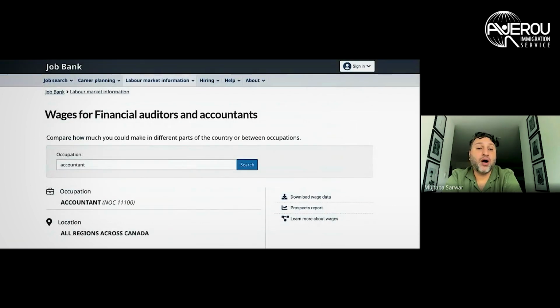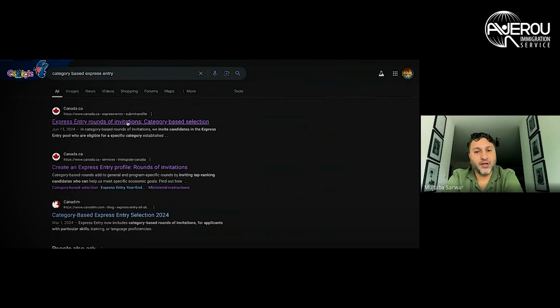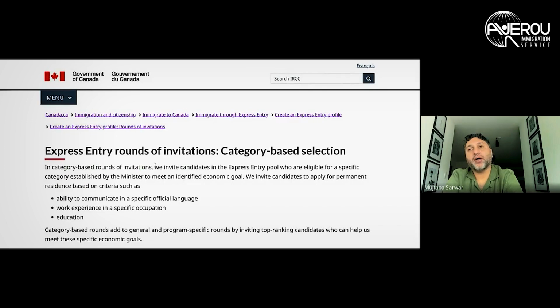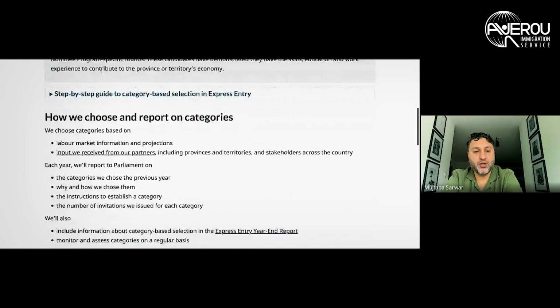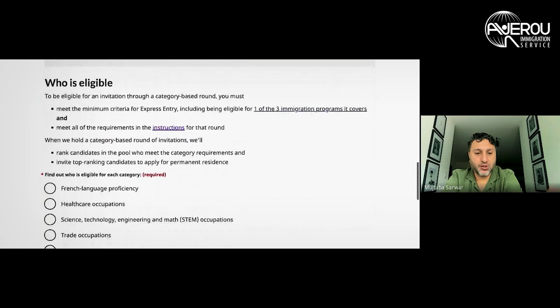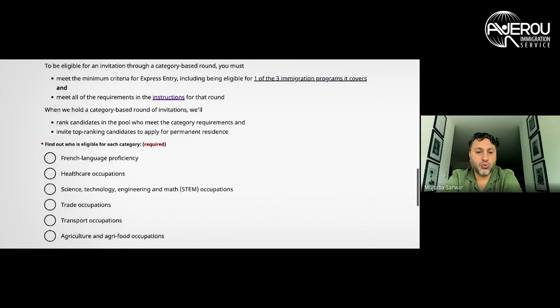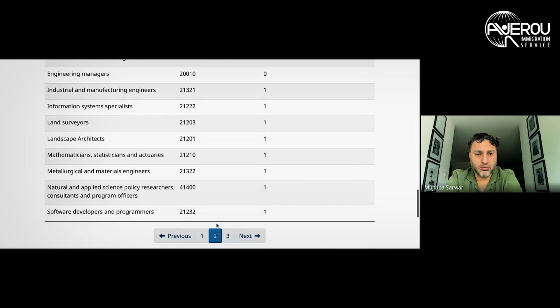And so, Ala, why was it important for this person to call themselves an accountant? I think you should go to the category-based Express Entry and discuss why a NOC code is important. I believe, Ala, that your client wanted to qualify for the STEM category. Oh no, accountants are not in here.